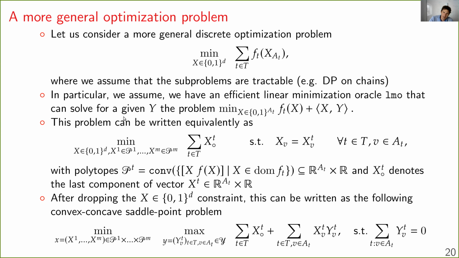And this problem is still non-convex because here we have again this integrality constraint that x is restricted to binary values. Usually after dropping this constraint, we can rewrite this problem as a convex-concave saddle point problem where we minimize with respect to all these x's in these convex polytopes, and we maximize with respect to y, which are the Lagrange multipliers. And additionally, these Lagrange multipliers we've introduced here must satisfy that their average is 0.